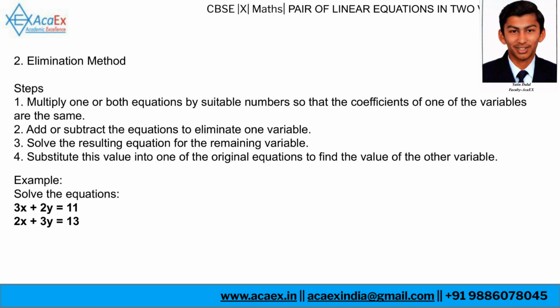Elimination method. The steps for this method are: multiply one or both equations by suitable numbers to make the coefficients of one variable the same. Add or subtract the equations to eliminate that variable. Solve the resulting equation for the remaining variable. Substitute this value back into one of the original equations to find the other variable.